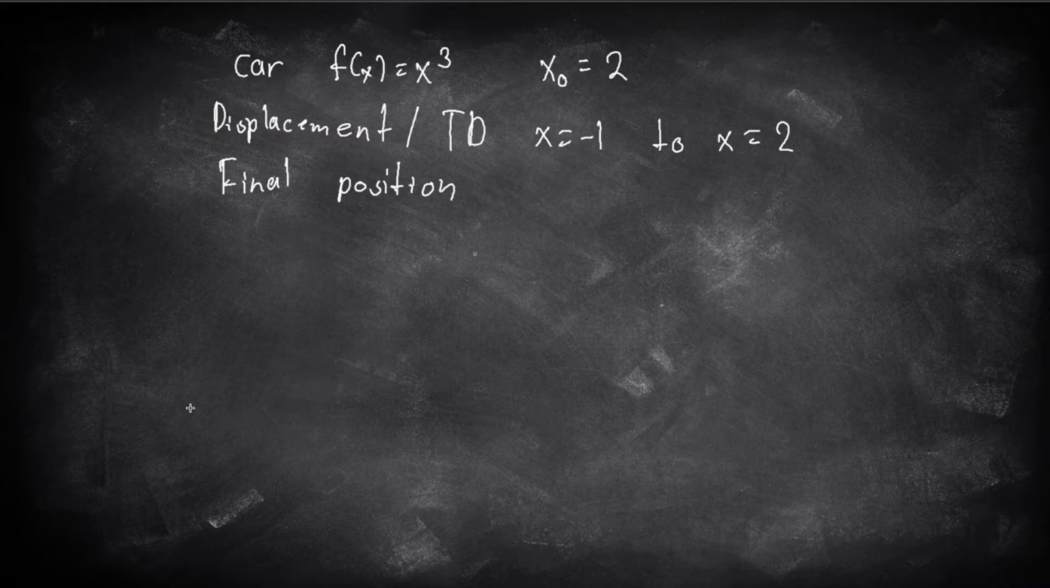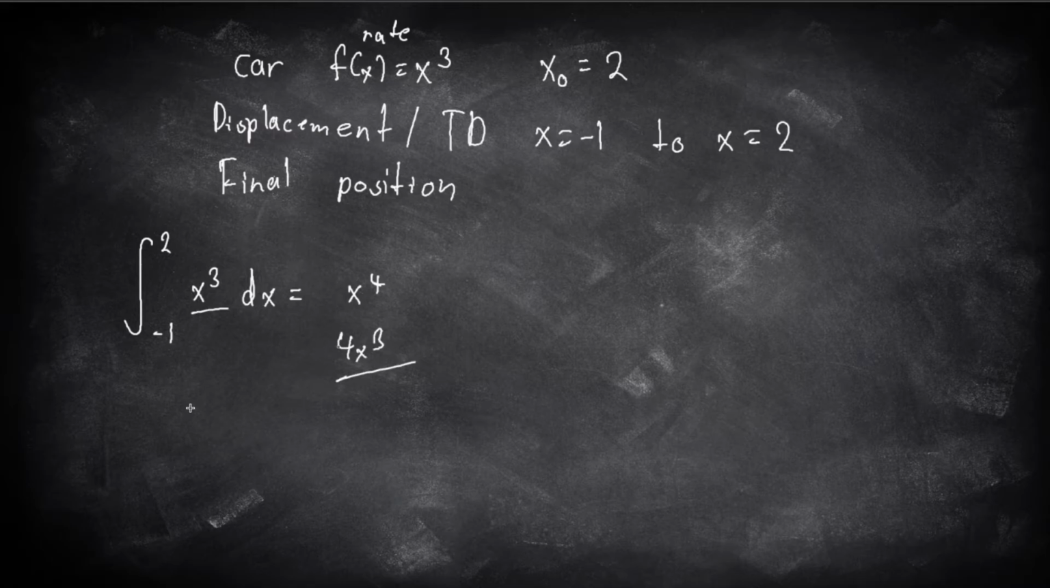Okay, so let's calculate displacement first. That's just the integral from -1 to 2 of x cubed, because that's our rate, as I said before, with respect to x. Now, the integral of this is x to the power 4. The derivative of x to the power 4 is 4x cubed. We want x cubed, not 4x cubed, so we scale this by 1/4. And we evaluate it from -1 to 2.